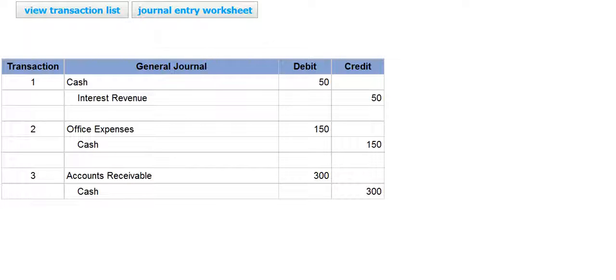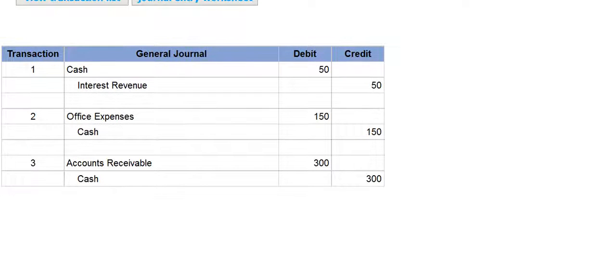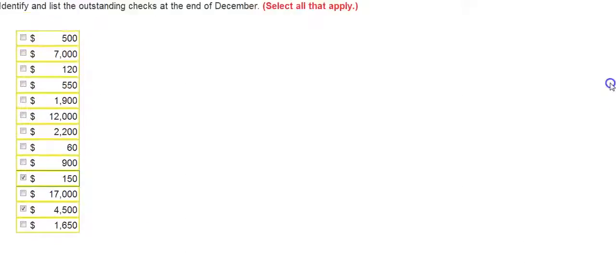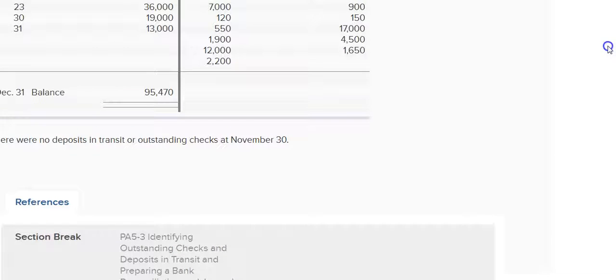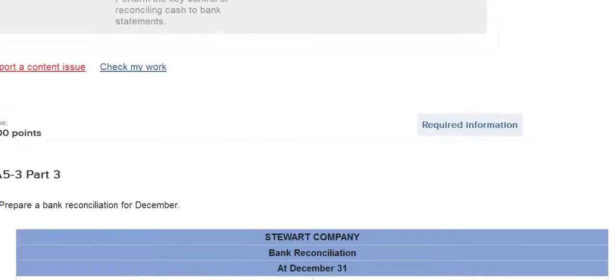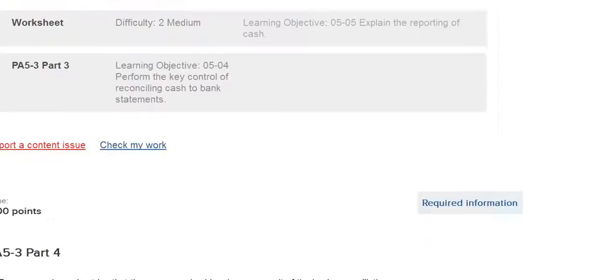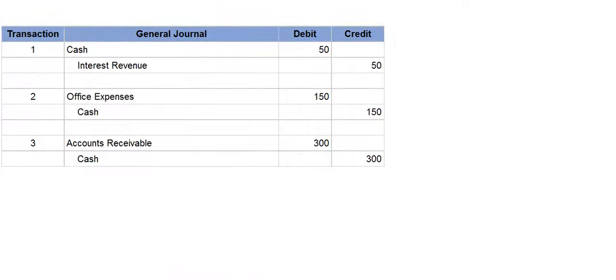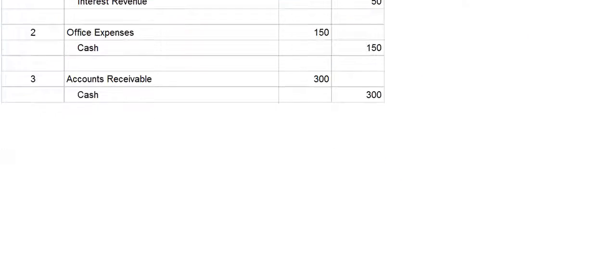And we've journalized all our reconciling journal entries for the bank statement. Notice that each of them involves cash, either a debit to cash for additions or credits to cash for deductions. Now you can set up a T account with your ending cash balance of $95,470 and then post the journal entries you just made, just to make sure that the ending balance does match your reconciliation. Last couple of questions here.